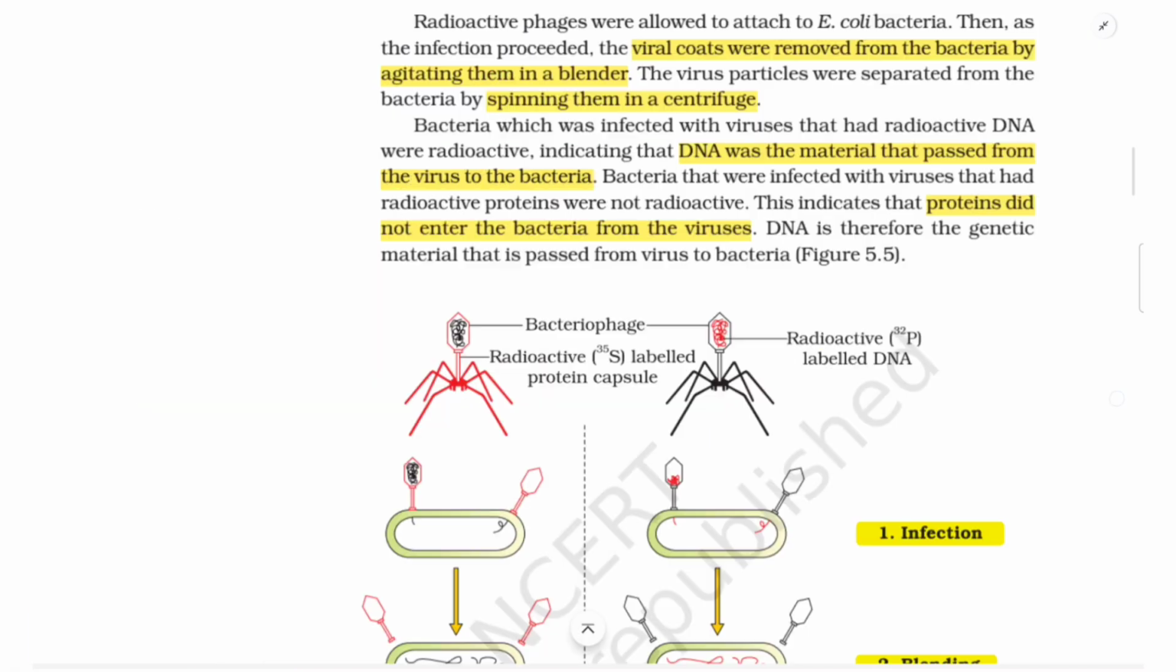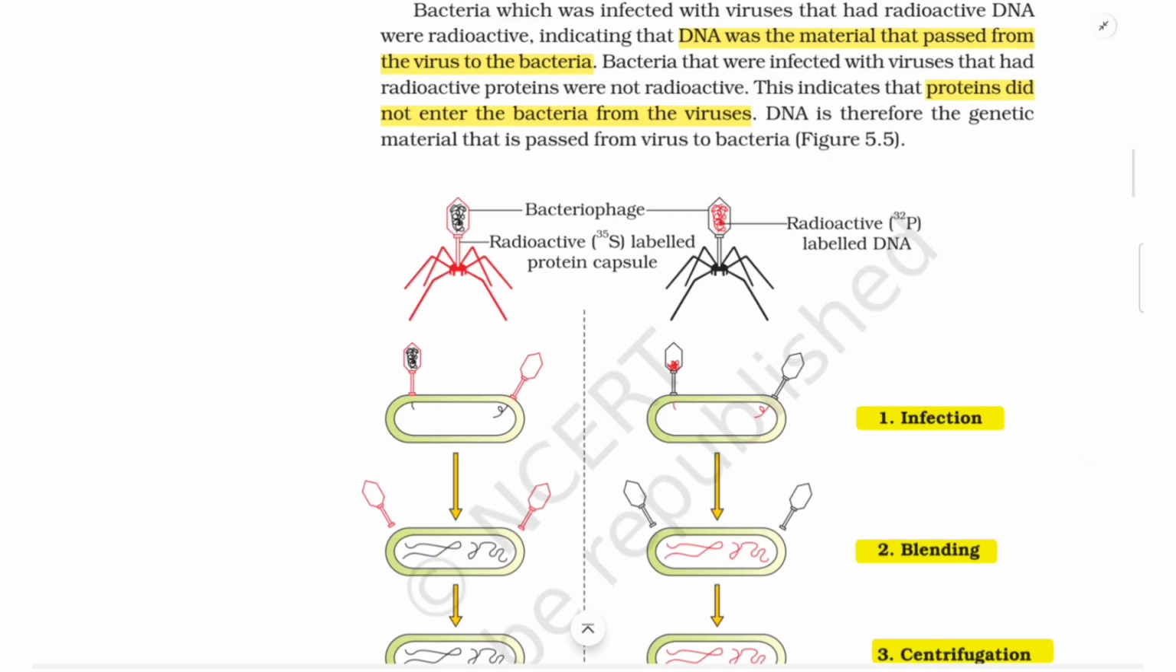Radioactive phages were allowed to attach to E. coli bacteria. Then, as the infection proceeded, the viral coats were removed from the bacteria by agitating them in a blender. The virus particles were separated from the bacteria by spinning them in a centrifuge. Bacteria infected with the viruses that had radioactive DNA were radioactive, indicating that DNA was the material that passed from the virus to the bacteria.